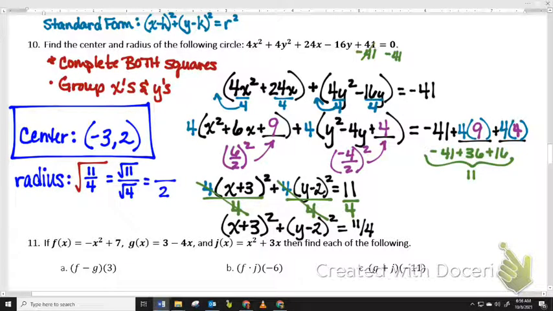Can I take the square root of 11? No. Can I simplify it at all? No. Nope. Have I rationalized the denominator? Yes, it was a perfect square, so I don't have to worry about that. Here's my radius. Plus or minus?